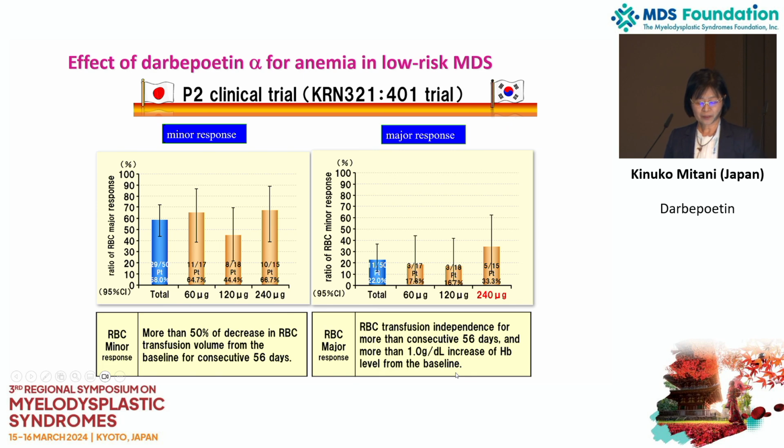Unfortunately, there was no statistical difference among three dose groups in terms of response. However, more major responders were observed in the 240 microgram group than the 60 or 120 microgram group. Based on this result, the Japanese government approved 240 microgram of darbepoetin alpha treatment for anemia in MDS.